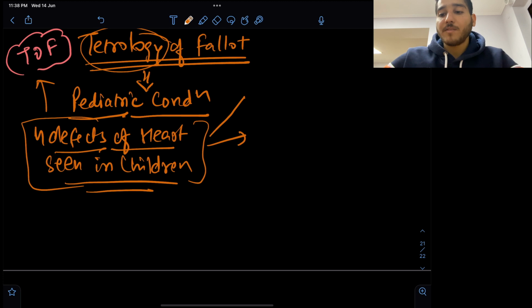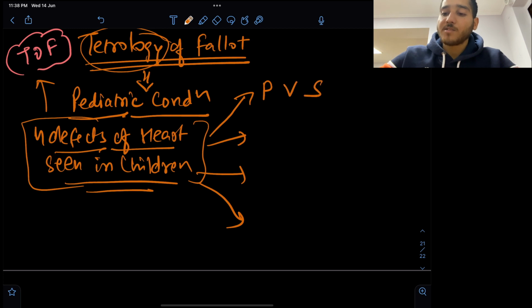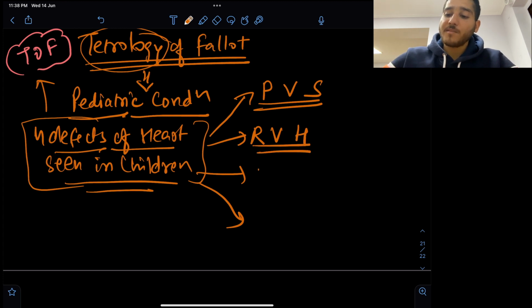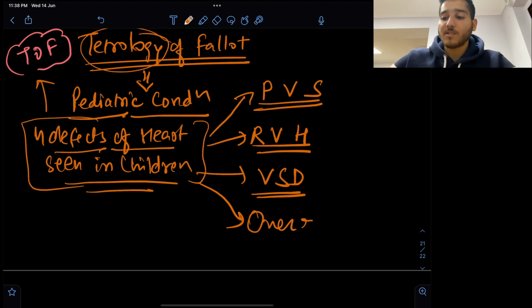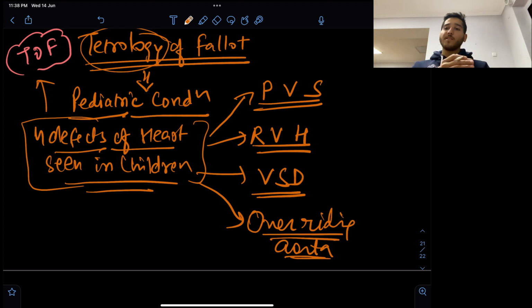These are the four defects. What are the four defects? There's pulmonary valvular stenosis. There will be right ventricular hypertrophy. There will be ventricular septal defect, and there will be overriding aorta. Overriding aorta. You have to remember these by yourself. Okay. So there's pulmonary valvular stenosis, there's right ventricular hypertrophy, there's ventricular septal defect, and there's overriding aorta.